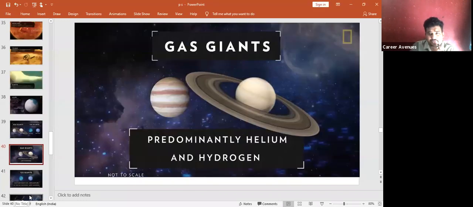So what are Jovian planets? First we have gas giants, and here we have predominantly helium and hydrogen. But despite the presence of hydrogen and helium in such an amount, it is still not considered a star. We know that in a star we have mainly hydrogen and helium, but these are not stars. Their size is even less than that of a star, and due to this smaller size, there is no nuclear fusion. So they are planets only. They have a lot of satellites around them.